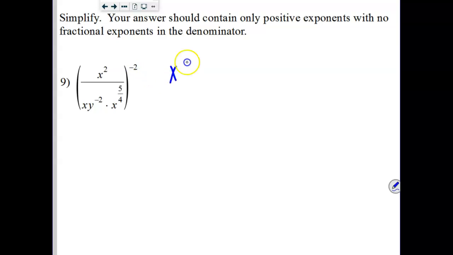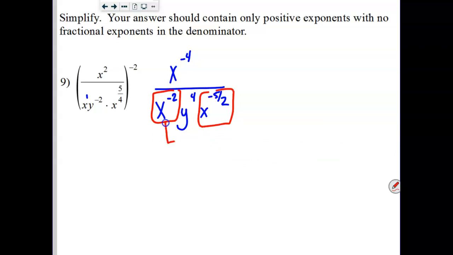So we have x to the -4 over, let's see, don't forget this guy's an x to the 1st, so when I distribute the -2, as Cameron instructed me, to all of them, x to the -2, y to the +4, and then x to the -5/2. Clearly not done. There's negatives all over the place. There's also some combining we can do. What would you guys like to do next? Combine. Combine down in the denominator? Yep. Okay, so with these being both multiplied together in the denominator, that means you're going to add your exponents together there.